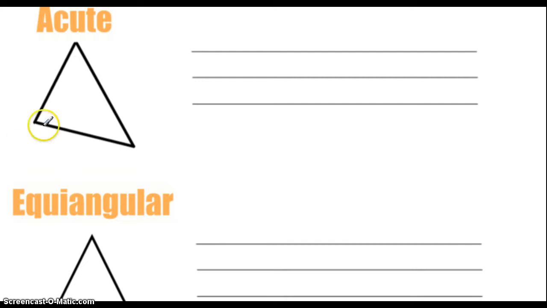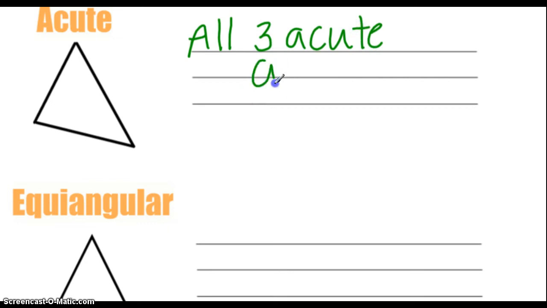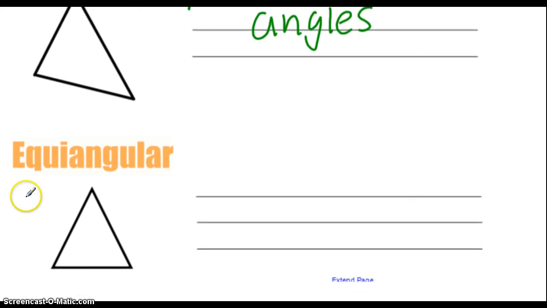Acute triangle: for it to be acute, all three angles have to be acute. So all three acute angles. Okay, and equiangular, obviously meaning equal, and in angle means three congruent angles.